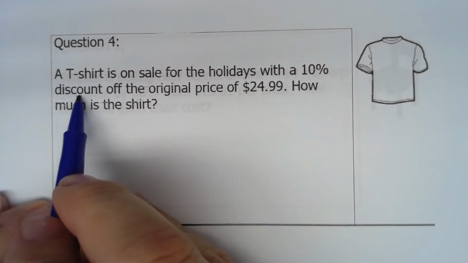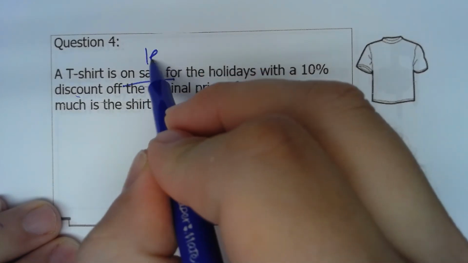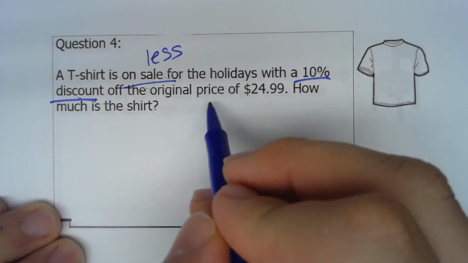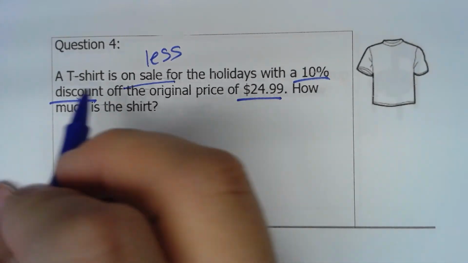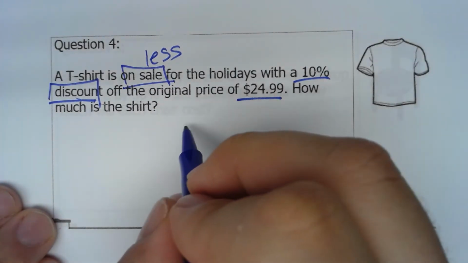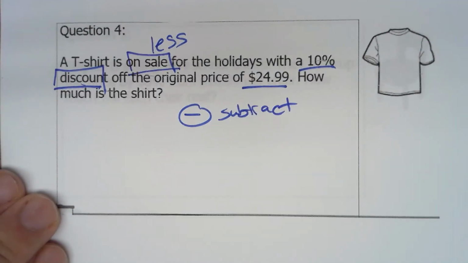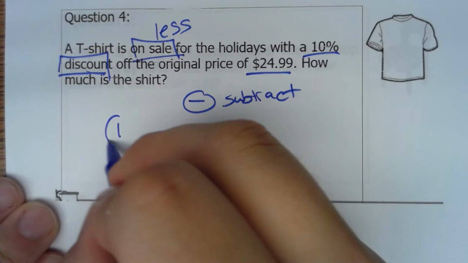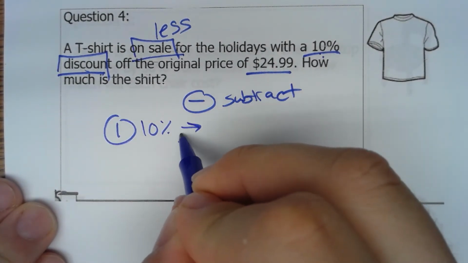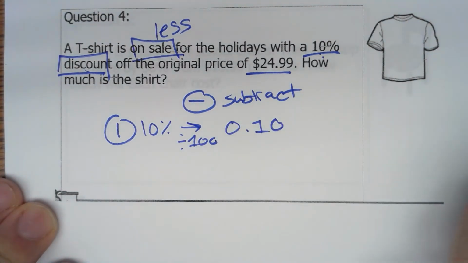Okay. A t-shirt is on sale for the holidays. On sale means I pay less. With a 10% discount off the original price of $24.99. When you read the word discount or on sale, you need to go ding, ding, ding, ding, ding. Step 3, I need to subtract. Step 1 and 2 is the same. Step 1, change the percent to a decimal. 10% to a decimal, I divide by 100, I get 0.10.